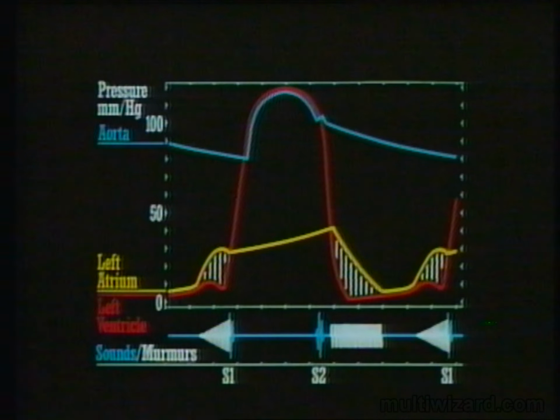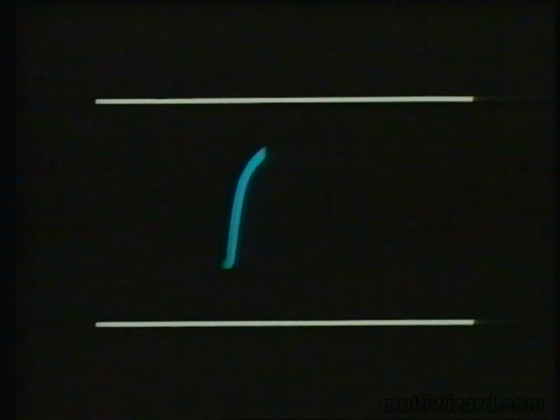Let us listen to an example. Identify the first and second sound by referring to the pulse. Note that the murmur is out of phase with the pulse, that is, it is diastolic.